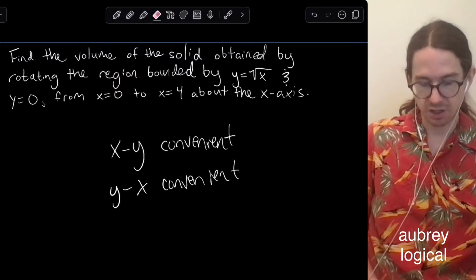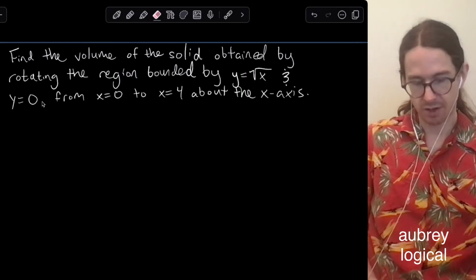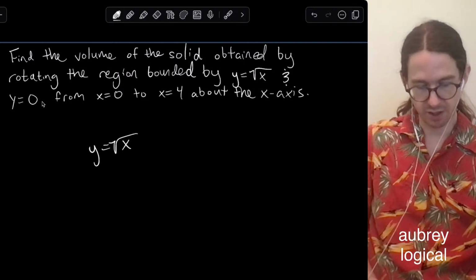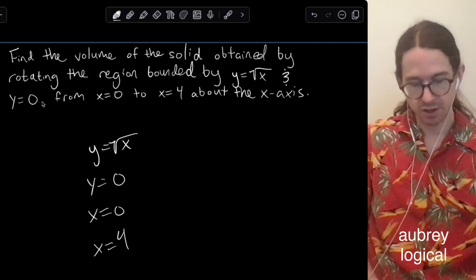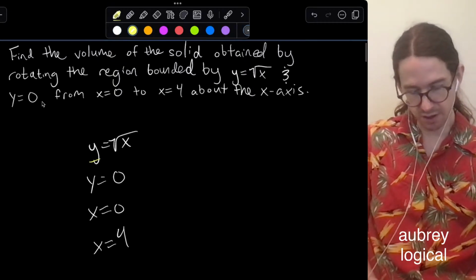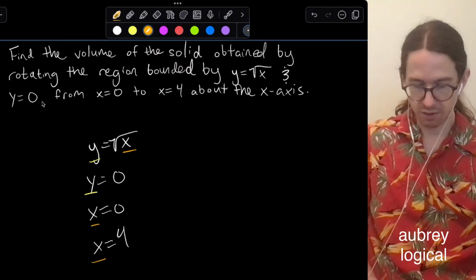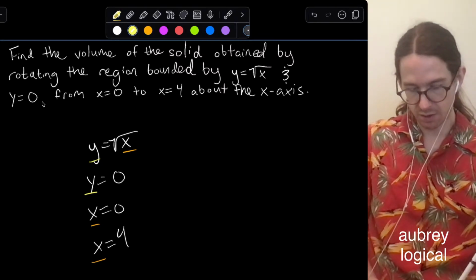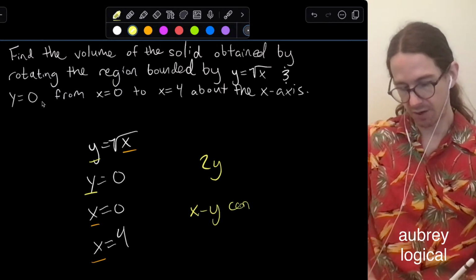So what this means essentially is that we have to go through our functions here. We've got y equals root of x, y equals 0, x equals 0, and x equals 4. Then we count up how many equations we have for each one. So we have 1, 2 y's, and we've got 1, 2, 3 x's. So 2 is our limit. 2 y's means it's going to be xy convenient.